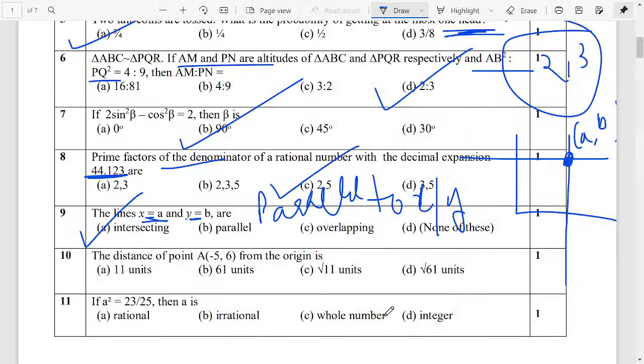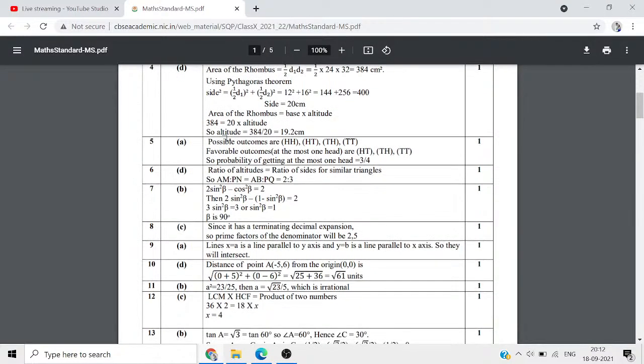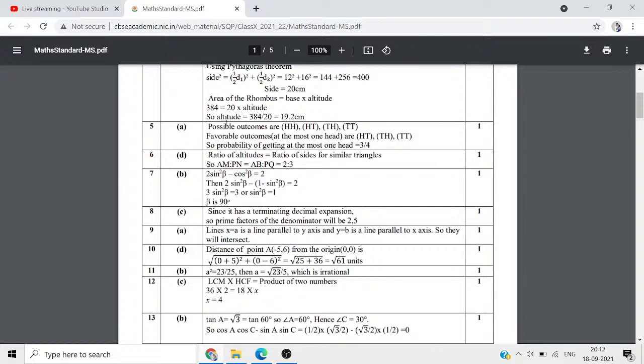Okay, let's solve the next question. The distance of point A from its origin is. So what is the distance of any point from its origin? The formula is under root of x square plus y square. You can find it from the distance formula, but in short it is under root of x square plus y square. That will give you under root 61 units.